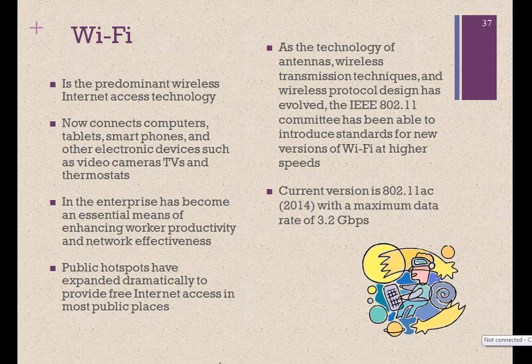Wi-Fi is commonly used. It's a predominant wireless internet access technology. It connects computers, tablets, mobiles, cameras and many more things, as you know. In enterprises, it has become an essential means of enhancing worker productivity. Public hotspots have expanded dramatically to provide free internet access. It also involves antenna technology, wireless transmission techniques, and much more. Its IEEE standard is 802.11. Its current version is 802.11ac, from 2014, with a maximum data rate of 3.2 Gbps.